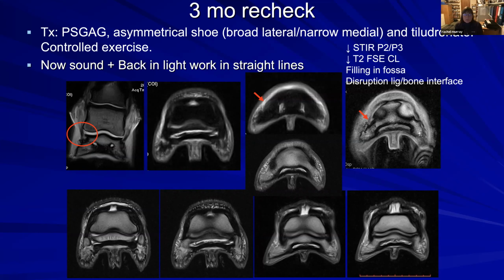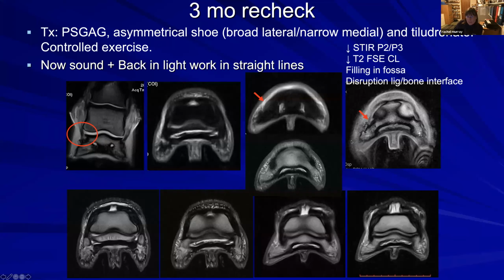At 3 months, the horse was sound and back in light work in straight lines. And we can see here we've got decreased STIR signal intensity on both the middle and the distal phalanx. We've got decreased T2 fast spin echo signal intensity within part of the lateral collateral ligament.